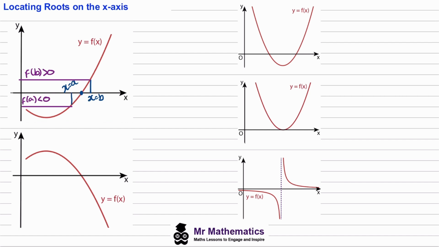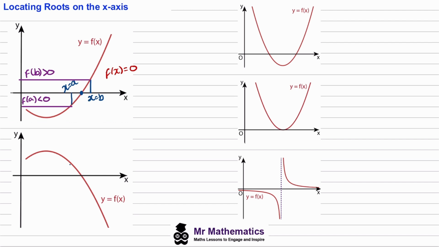So if we have a change in sign between x equals a and x equals b, and the curve is continuous within this interval, then there must be at least one root for f of x equals 0, okay? And it works on the other graph as well.